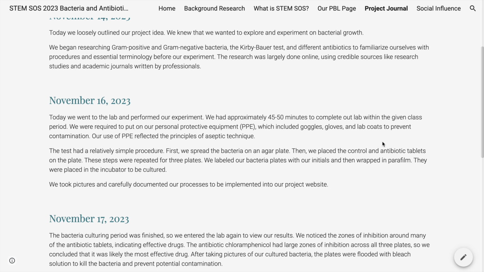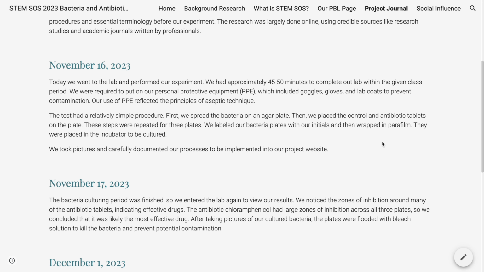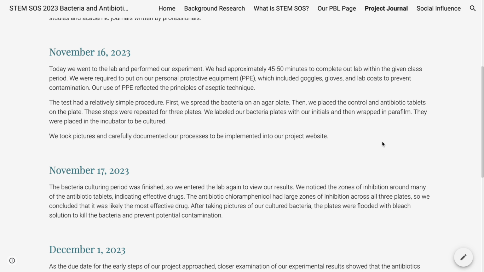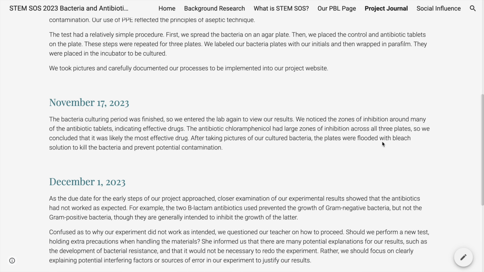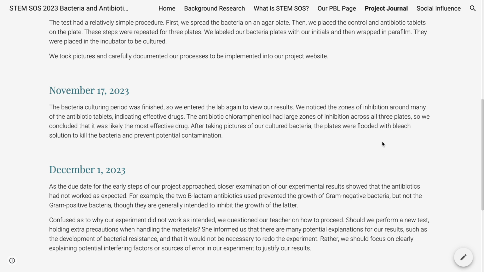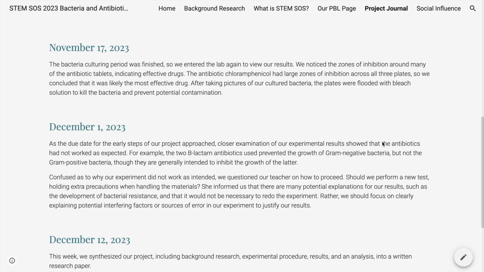On November 16th, we went to the lab and we had approximately 45 to 50 minutes to complete the lab by ourselves. We were required to put on personal protective equipment: goggles, gloves, and lab coats. And we were able to spread the bacteria on the agar plates and do the entire procedure that included the antibiotics and the control tablets. November 17th, we were able to look at our bacteria samples the day after, and we were able to look at the growth that took place after 24 hours. We were able to take photos and we were able to see which drugs were most effective and which drugs were not effective.